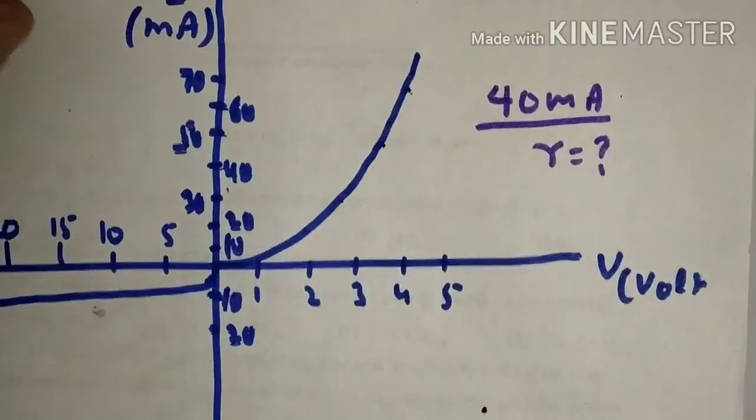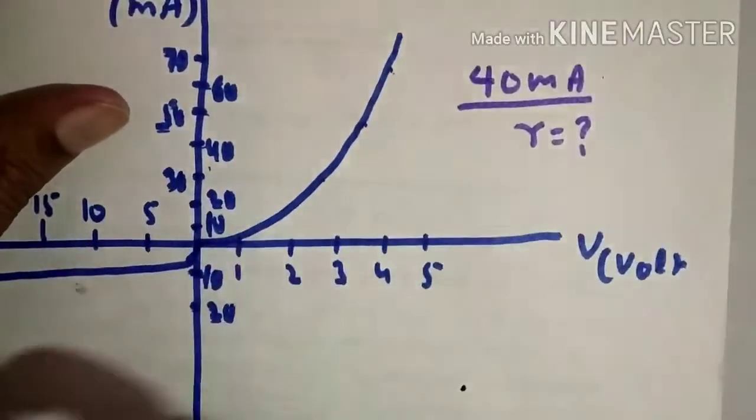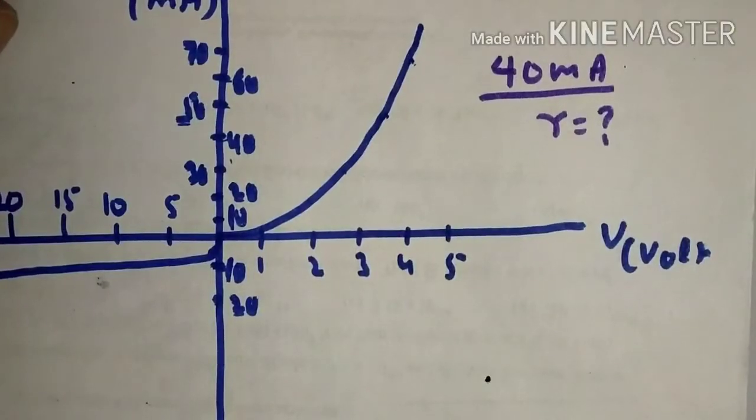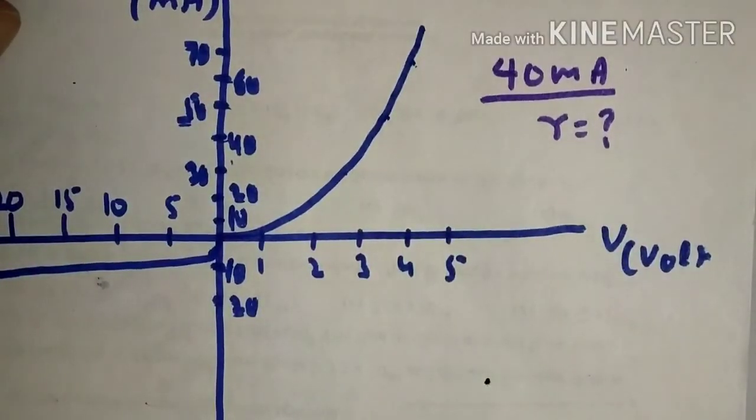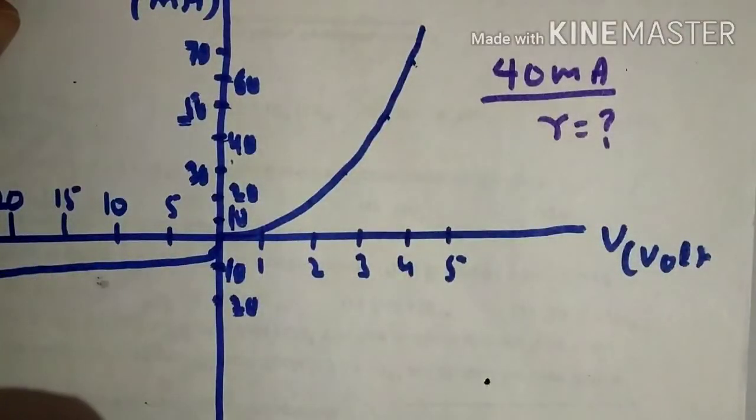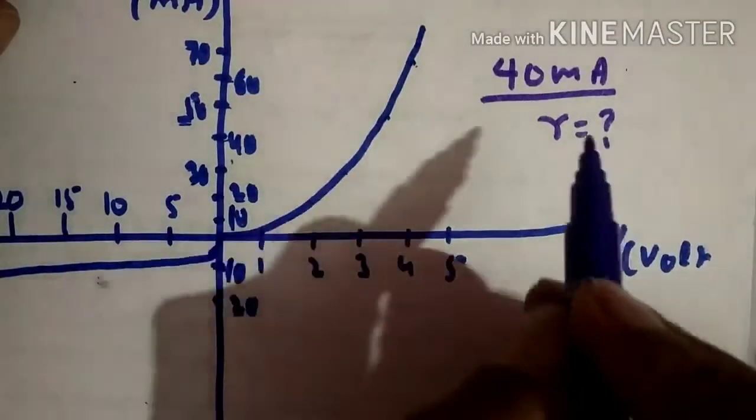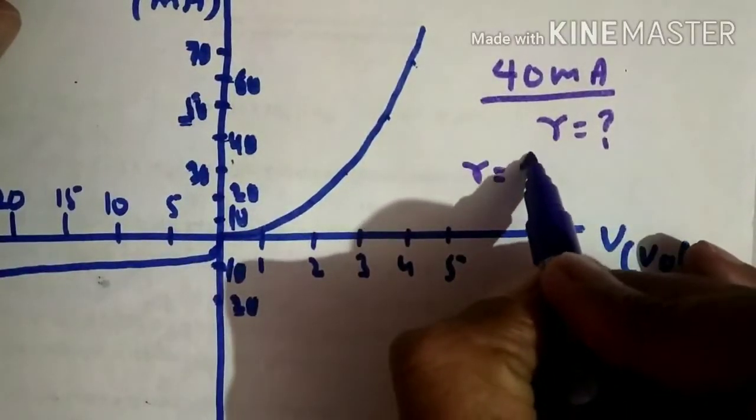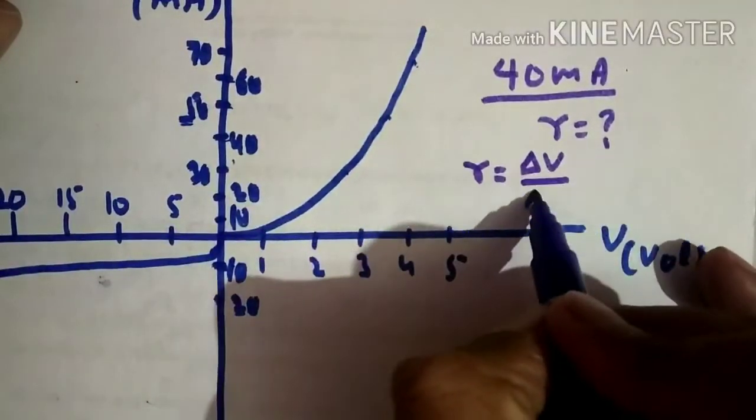We know that in the diode or in the semiconductor devices, the resistance is not constant because they do not follow Ohm's law. So we study the dynamic resistance. So how will we calculate? The formula is there: dynamic resistance is delta V upon delta I.